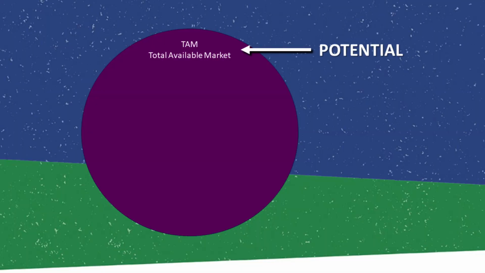Let's say you want to open a steakhouse in Reading. TAM is the total market for all steakhouses globally. You can get this number from third-party market research reports. You can get it online from places like Statista.com probably. You can get it from industry publications.